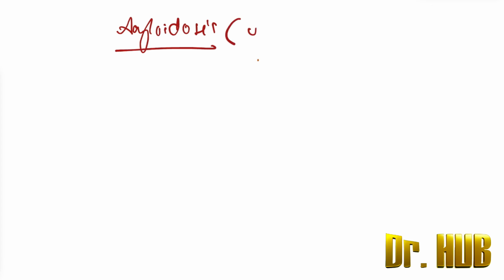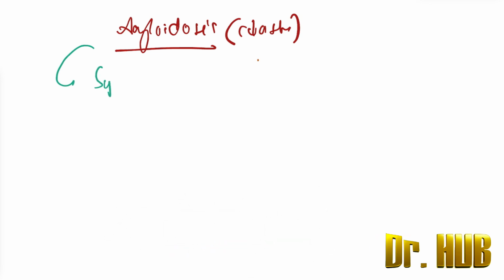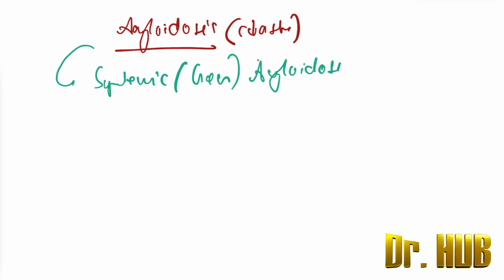Today we look at amyloidosis, and we are looking at the classification. So under this, first we will look at the systemic, that is a generalized amyloidosis. So what does it include?